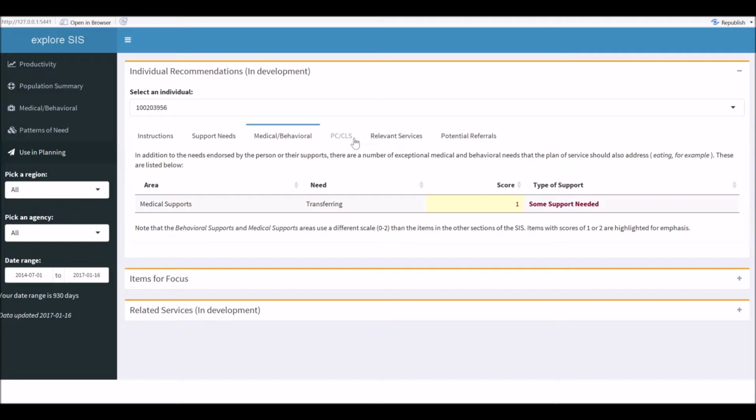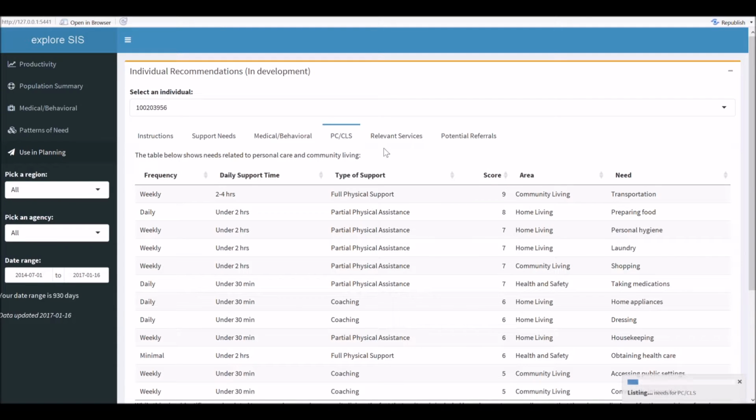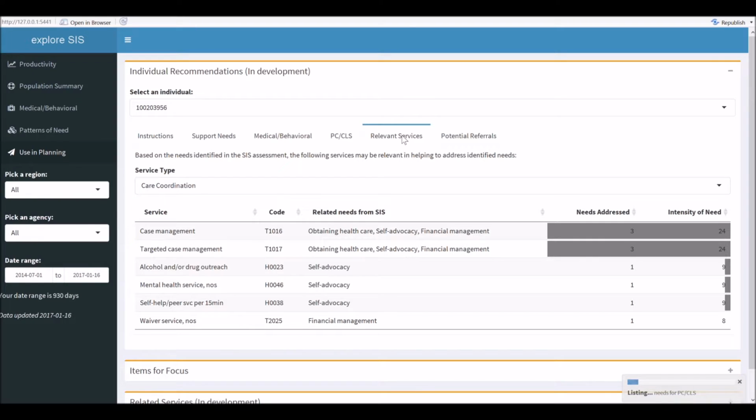Or at least talk to the person during the pre-planning meeting about whether they want that included. And we also gave the ability to view items that were related specifically to personal care or CLS services, if that's relevant, or to identify any services that are potentially relevant to the needs that are addressed by the CIS. So all of these needs that are noted here, it's worth saying, as a caveat, that this by no means implies that there's automatic medical necessity around these needs.